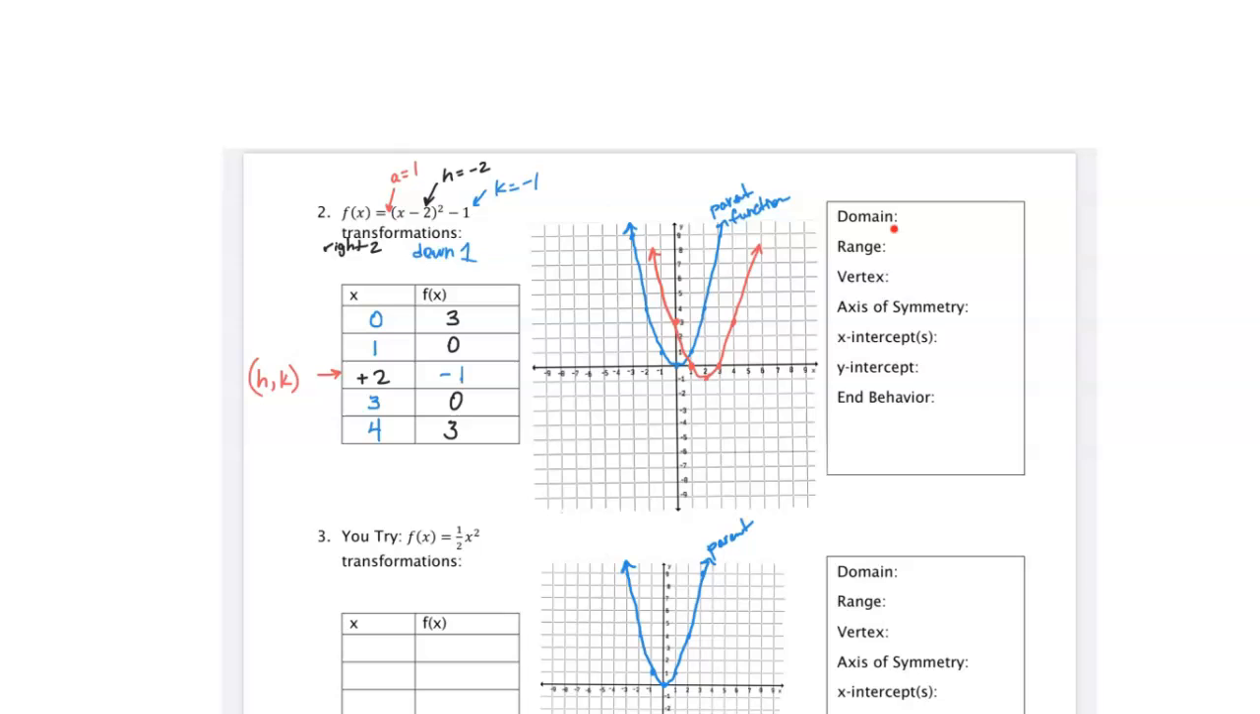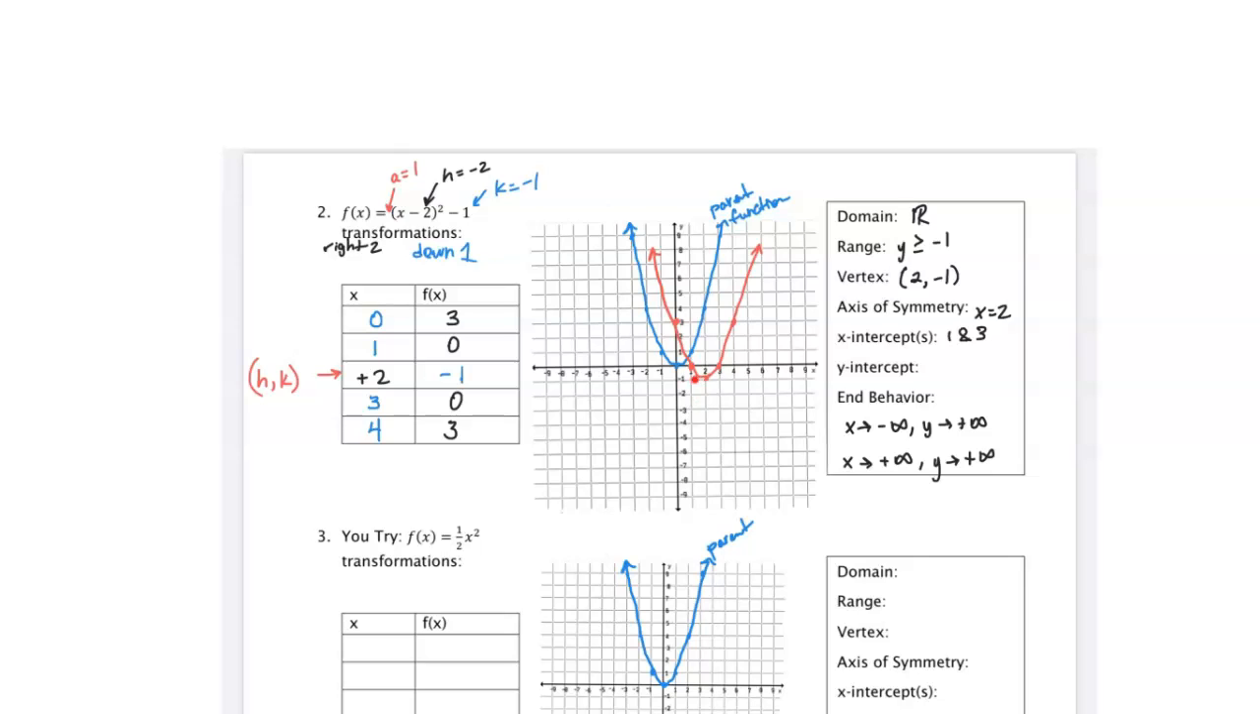As for your domain, range, vertex, axis of symmetry, x-intercepts, y-intercepts, and behavior, I'll write those in for you. Two things we haven't necessarily talked about are the x-intercepts and y-intercepts. In this case, the x-intercepts are just where our red line crosses over the x-axis. It's crossing at 1 and also at 3. So our x-intercepts are 1 and 3.